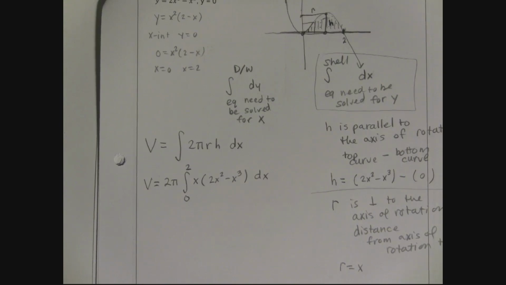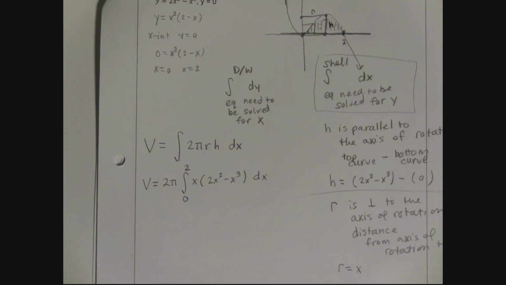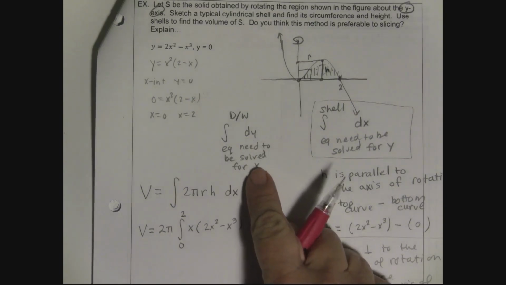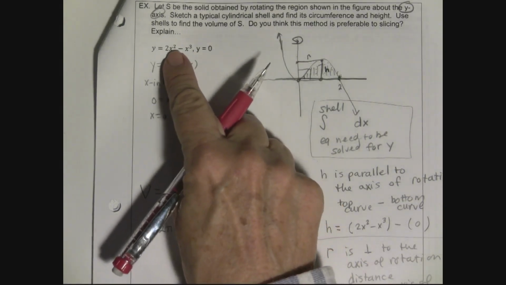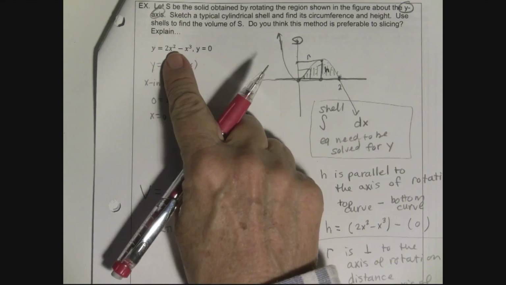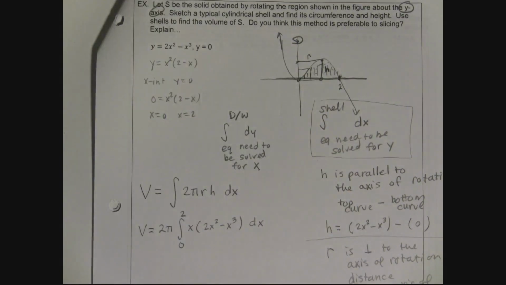They asked me to explain why it would not be good to use the disc or washer. The reason it would not have been good to use the disc or washer is I would have had to solve that equation for x. And I can't solve that equation for x. Some of them are just hard to solve for x, but some of them are impossible to solve for x. This one's impossible to solve for x. So that's the reason it wasn't good to use the disc or washer.